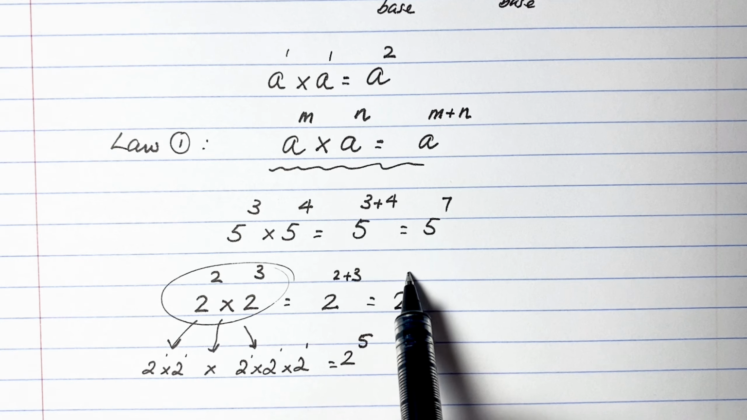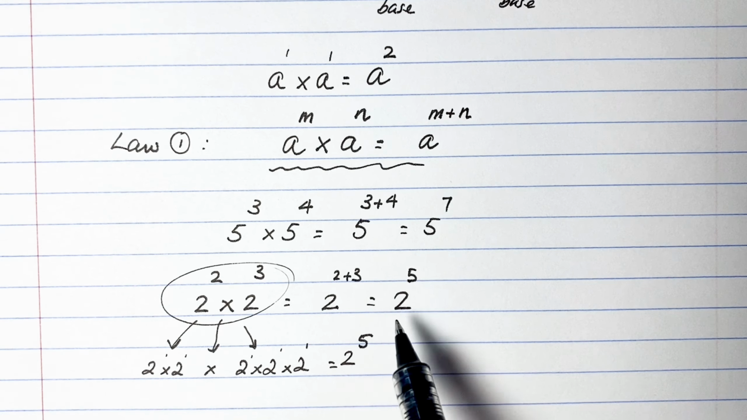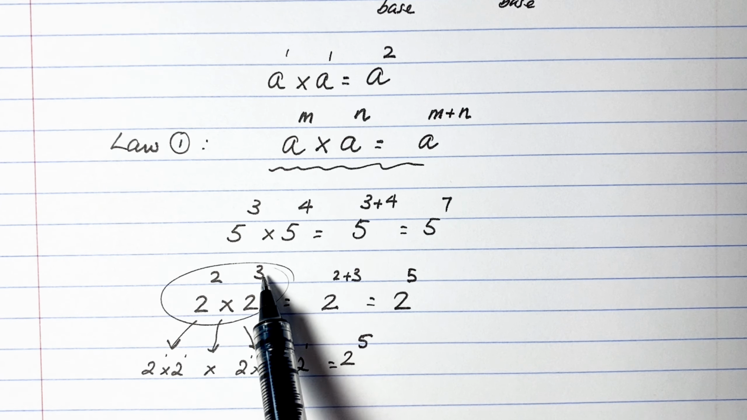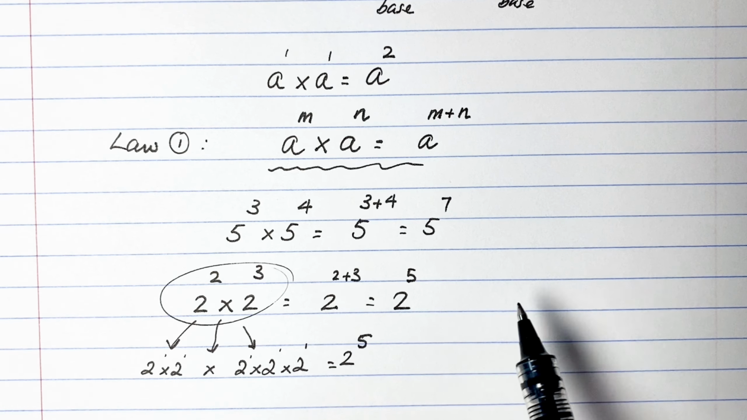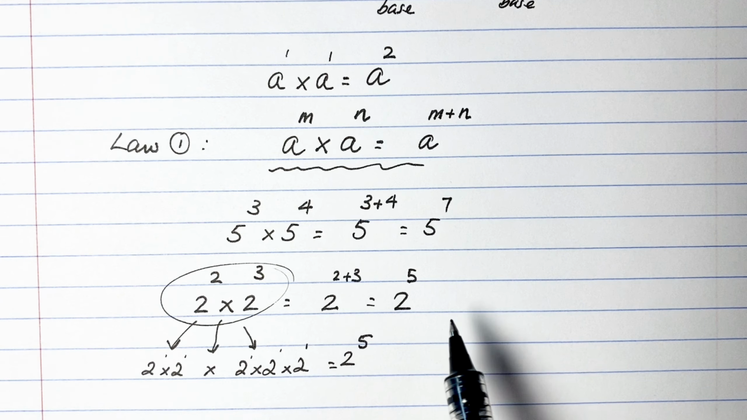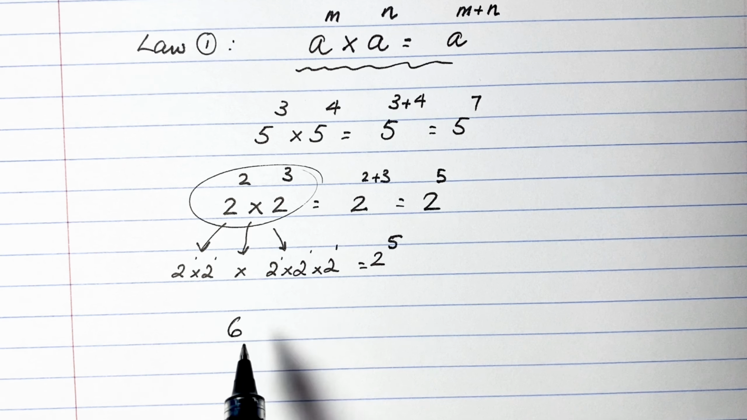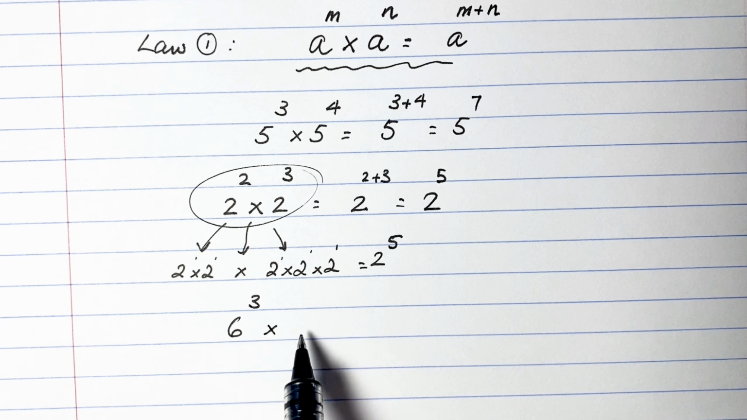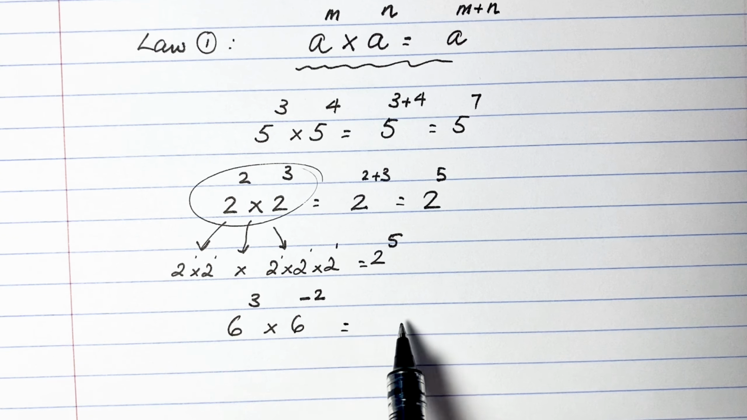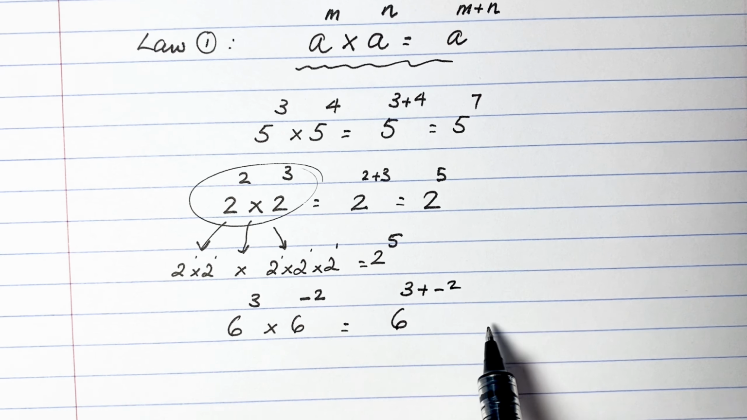So the first law of indices can be found out without knowing the rule, but the problem is if it was 2 to the power of 2,000 times 2 to the power of 3,000, it would take you half a day to list 2,000, 3,000 twos and then count and add them. So here, law number 1, one more example, 6 to the power of 3 times 6 to the power of, say, minus 2. So you write the base, you add up 3 and minus 2.